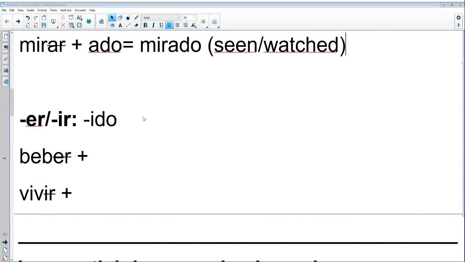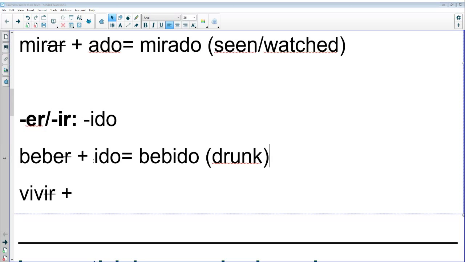Now we're going to take a look at our regular IR past participles. So if we start first with beber, which is an ER verb, then we're going to take a look at vivir, which is an IR verb. The way that we do it is very similar to the ARs. This time we start with our infinitive verb, beber. We take off the ER, but instead of adding ado, we are going to add ido. So we end up with bebido, which means drunk. Now, this drunk is not the one you're thinking of. This drunk is the "I have drunk the water." Okay? Then if we take a look at an IR verb here, we have vivir.